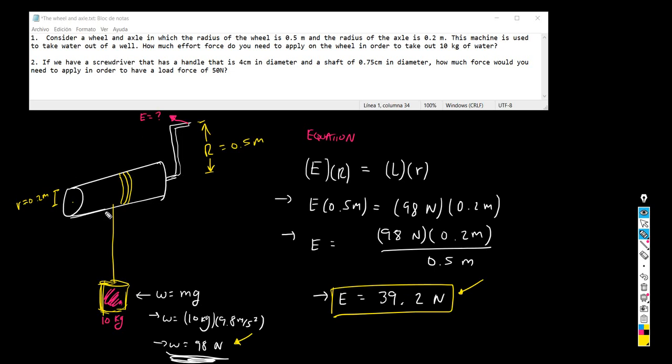If you did not have this machine, you would have to apply the same force as the weight of the water in order to lift it. But now, since you have this machine and it offers some mechanical advantage, you only need to apply this much force over a longer distance, right? Because the radius of the wheel is greater than the radius of the axle, you're gonna have to do this over and over again. But at least you can do so by applying a small force. So that's how it works.